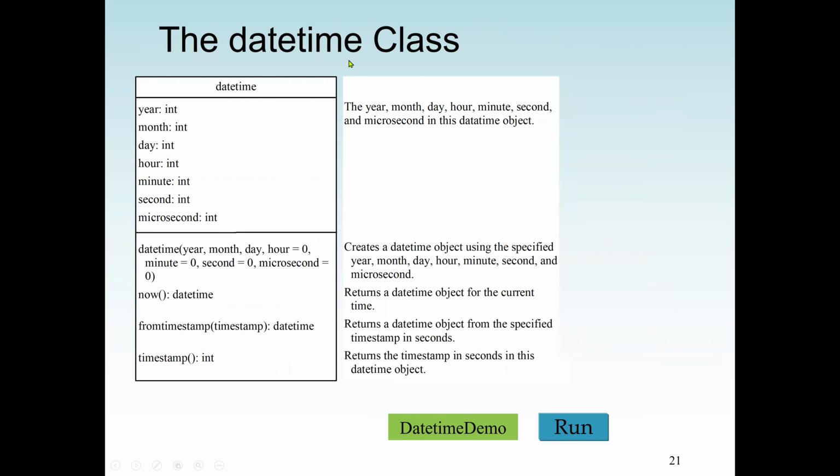And another one, the DateTime class. Again, the first row is the name of the class, DateTime. And the second row will be all the possible attributes of the class. And then the third row will be the methods.